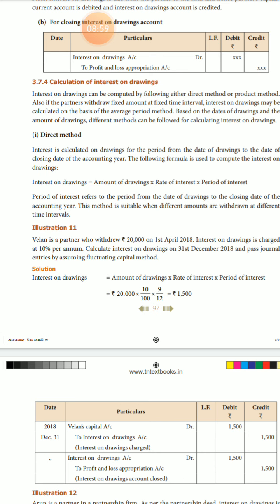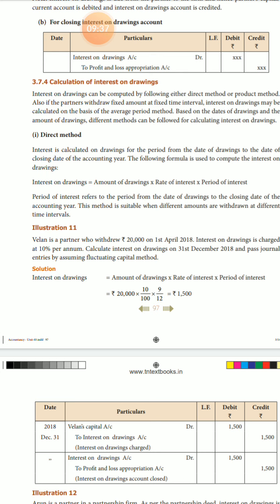Third one, withdraw on September 1. September, October, November, December. How many months do you calculate? Only 4 by 12. Withdraw on December 2018, 2,000. 2,000 into 12 by 100 into 1 by 12. The answer is 20 only.